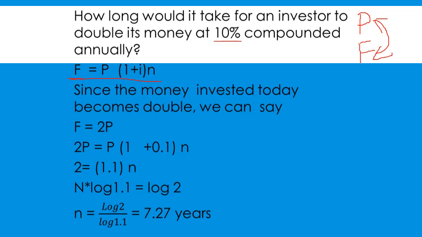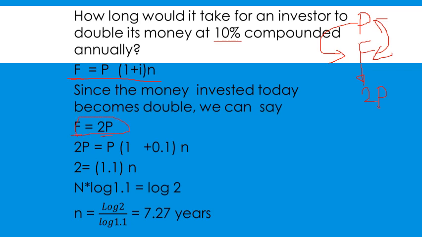Since the money invested today becomes double, we can say that F is equal to 2P. Yes or no? So if I invest P today, it will become 2P after some time. So F is nothing but 2P. That's what I have written here. F is equal to 2P. You can see that here.